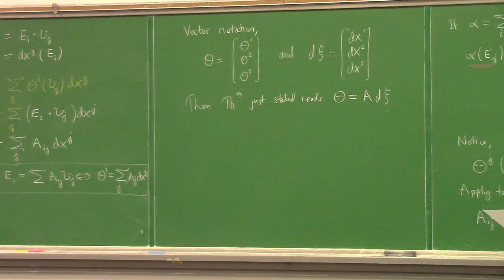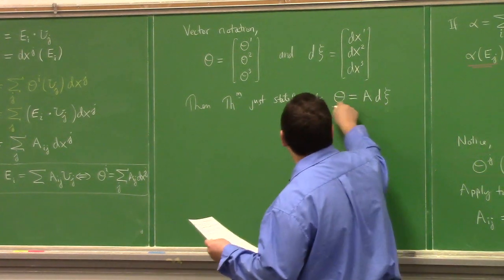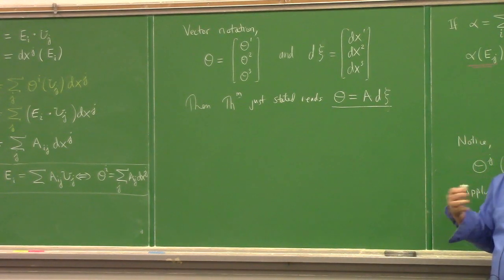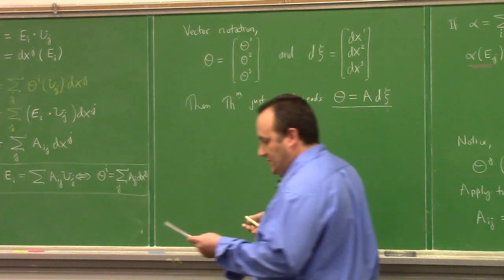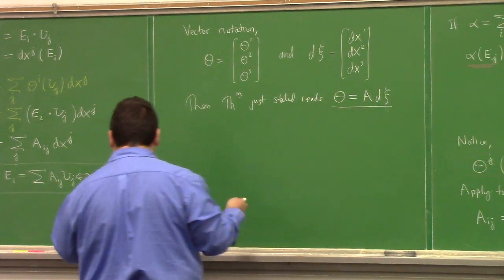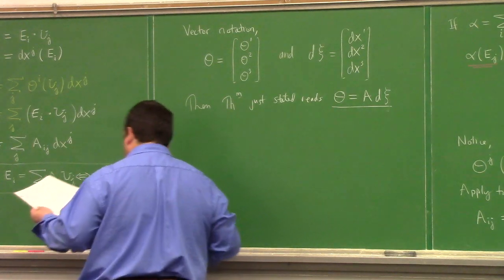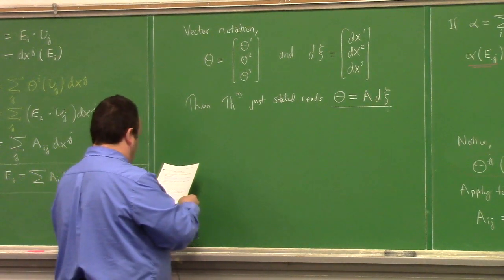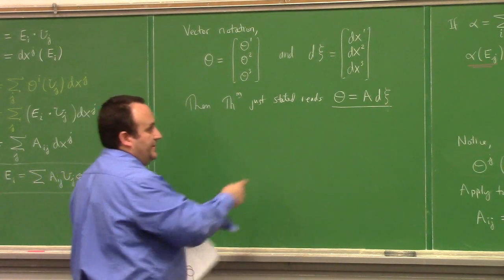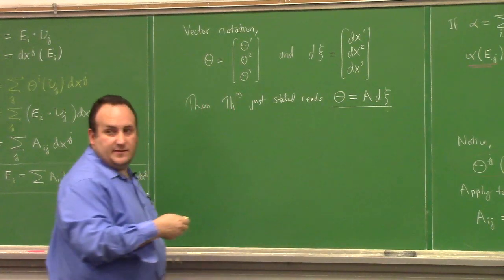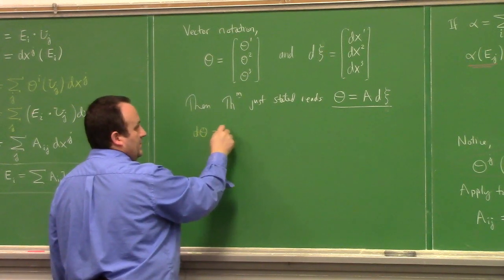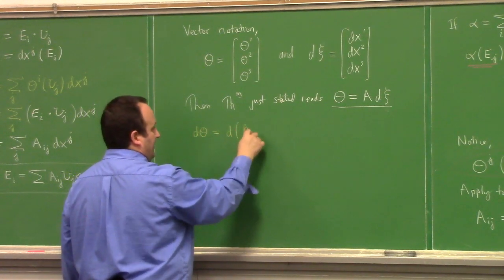Anyway, this is very cool because once you have a formula like this, it frees you of indices, and we can start doing our matrix of forms stuff again. Right? So let's play. If we know this, then we can calculate d theta. And what's d theta going to be? It's the differential of A d zeta.